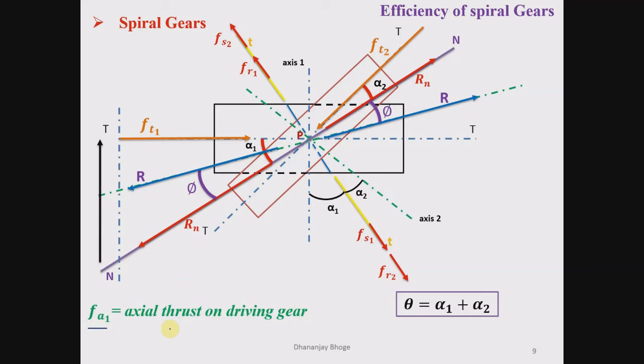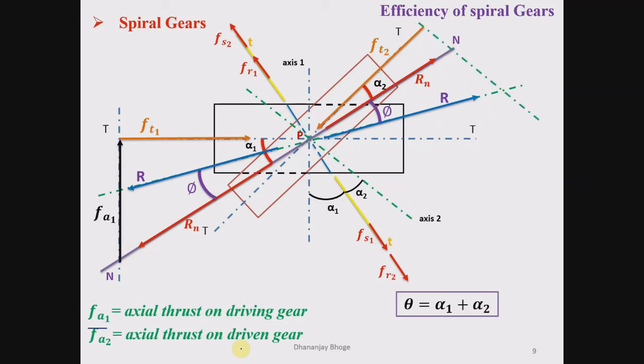So let us show Fa1 axial thrust on gear 1 acting parallel to the axis of gear 1. Similarly, we will show Fa2 axial thrust on the driven gear, which will be parallel to axis 2. Okay, Fa2 parallel to the axis of gear 2. So show Fa2 parallel to the axis of gear 2.